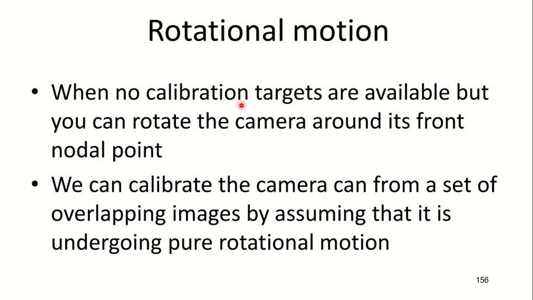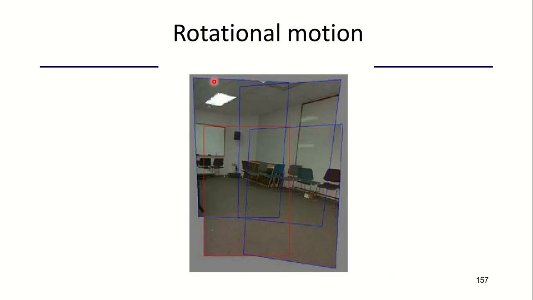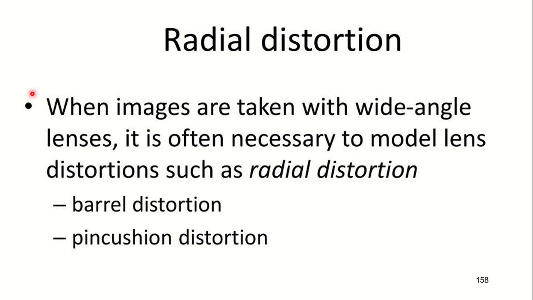Rotational motion. When no calibration targets are available, but you can rotate the camera around its front nodal point, then we can calibrate the camera from a set of overlapping images by assuming that it is undergoing pure rotational motion. So you capture an image and then rotate the camera to the next position. Now this image is captured after the rotation of the camera. Similarly, this is the red colored slot. This is the second position of the camera, a little bit down towards the roof, and this is the next rotated image. Similarly, rotating the camera to different positions, you capture different pictures of the same area.